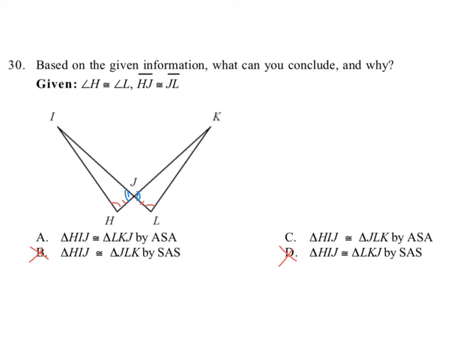Let's just check C to be sure. Checking the answers to make sure that the wrong answers are actually wrong is a great way of ensuring that you've picked the right one. So H to J, H, nope, falls apart right away. H does not correspond with J on that triangle. So we cross out C and we circle A. That's our answer.